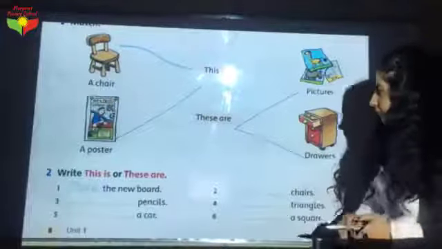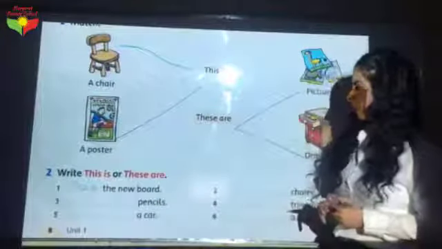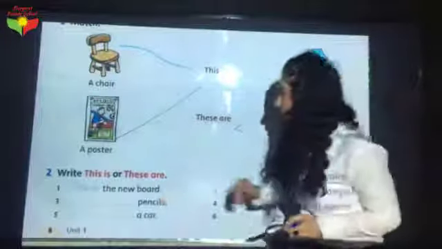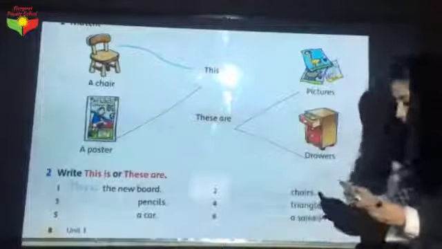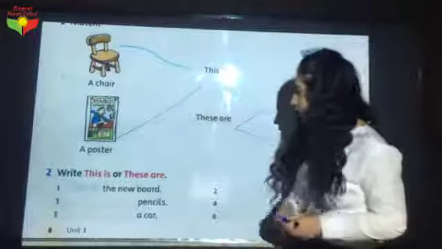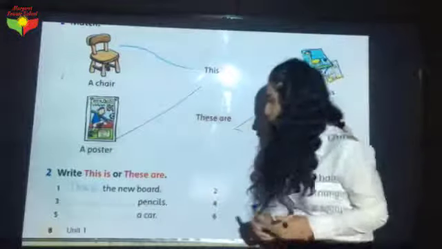Exercise. Write this is or these are. We have to write this is and these are in these spaces. The first one was done. The new board. We have a space. The new board.